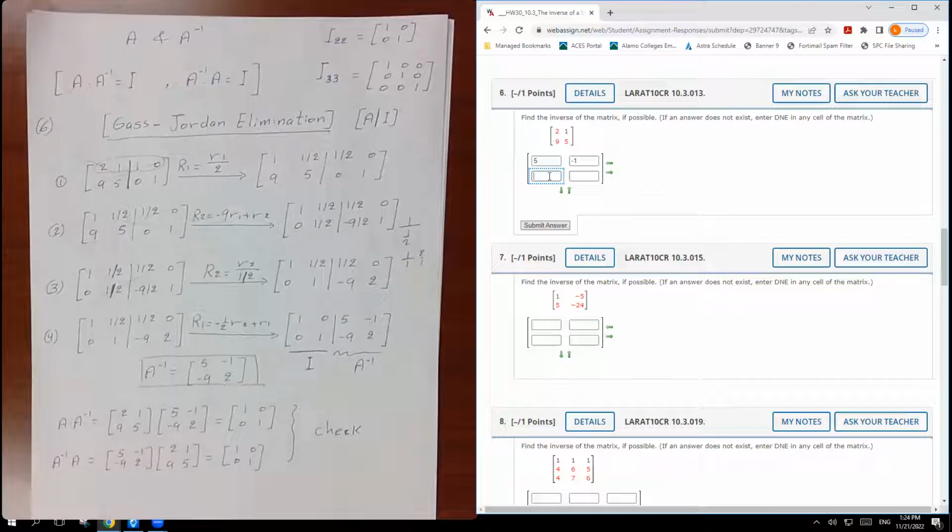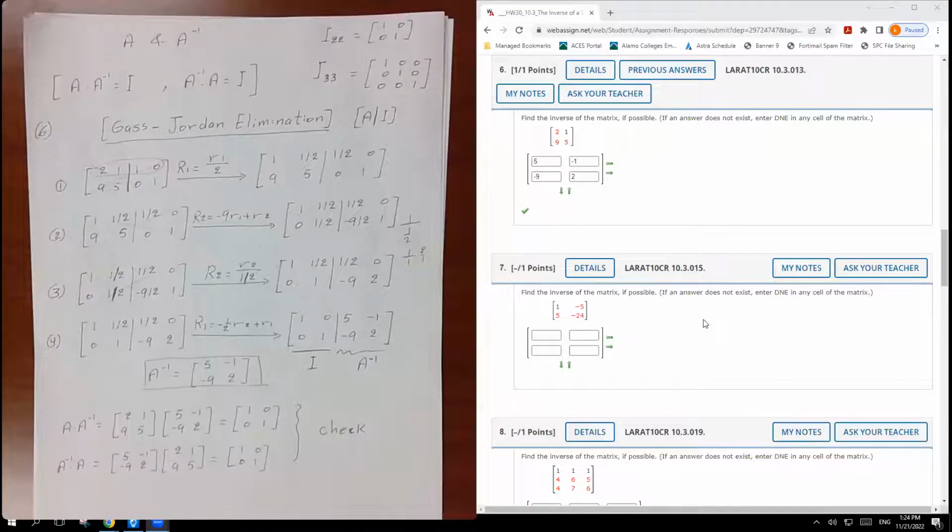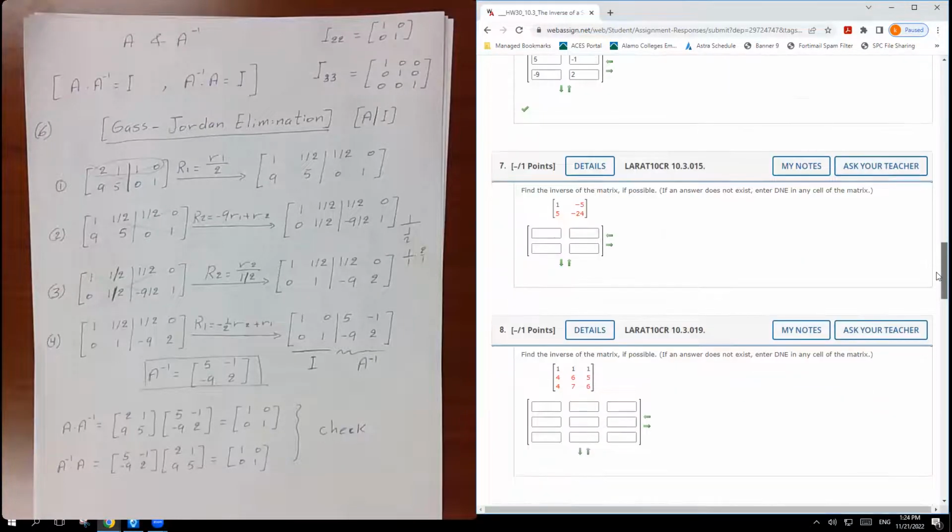And you're going to type here, the second row is negative 9 and 2. That's it for this example. We got it right. Let's move to example 7. We're going to do exactly the same steps that we did in example 6.